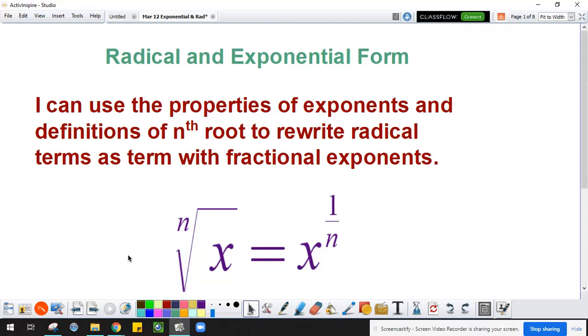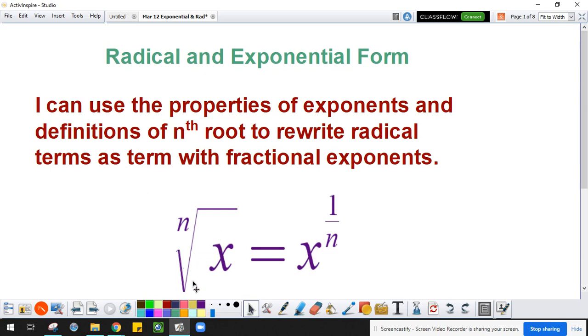Welcome back. Today we are studying more on radicals, and today we're going to see how radicals are related to exponents. Your topic or title for today is Radical and Exponential Form. And by the end of class, you should be able to say, I can use the properties of exponents and definitions of nth root to rewrite a radical term as a term with a fractional exponent.